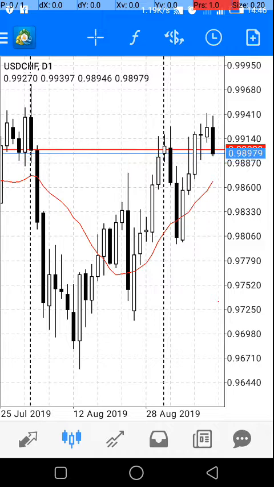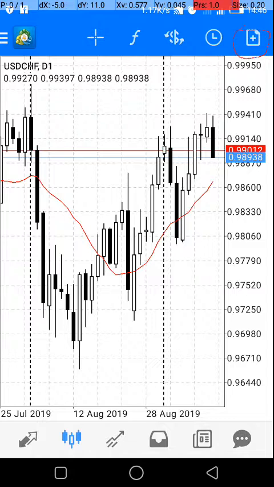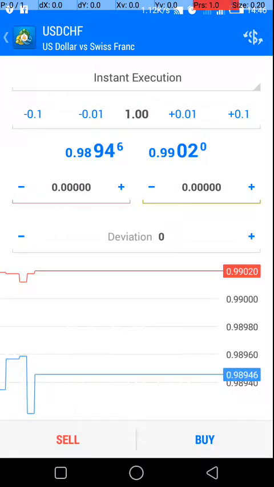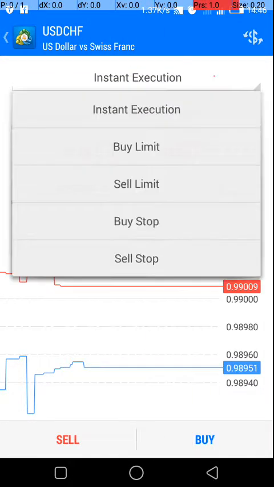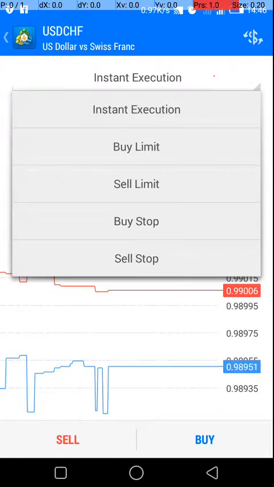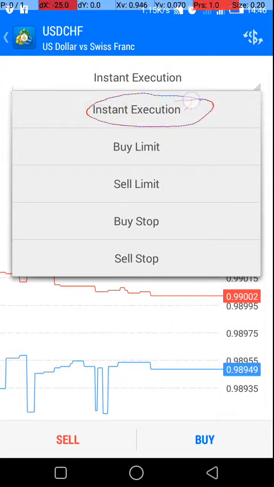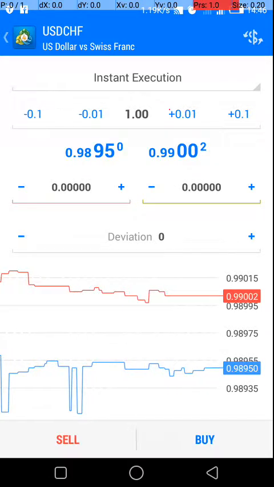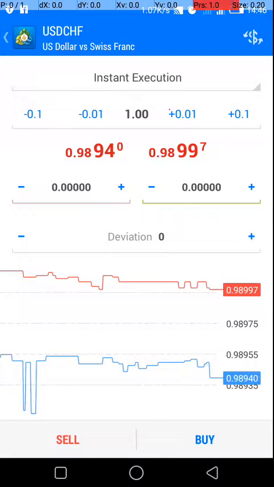And finally we have this where we can open positions. This part can open a new order for dollar Swiss. If you tap it, you can see where we can open positions. Now we have different kinds of executions: buy limit, sell limit, buy stop, and sell stop. But I strongly encourage using instant execution. Immediately, if you tap the sell or buy button, the transaction is done as soon as you tap these buttons.